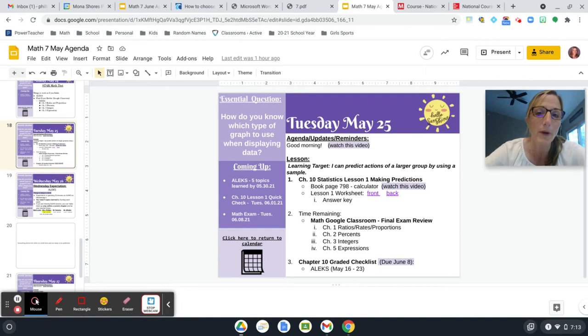We're going to review one problem that we started on Friday with making predictions and using proportions to help us solve that. And we're going to make sure we have a calculator with us as well, because today, in the second half of that lesson, we'll work with some percentages and use those percentages in order to predict. Afterwards, you're going to have a Lesson 1 worksheet that your crew teachers have.